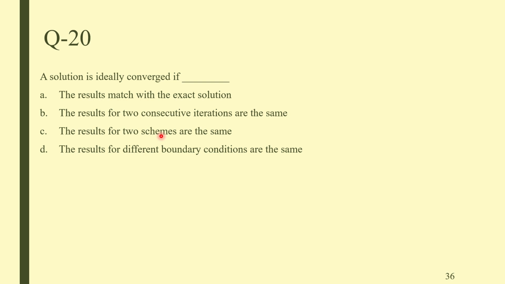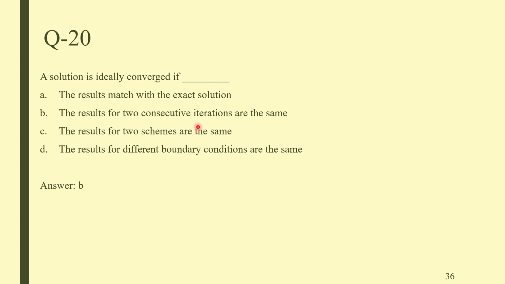So among the options, option B is the right answer, because in the first one it is mentioned that results will match with the exact solution. Here we are using a numerical solution, and getting an exact solution of the PDE is a difficult task. We do not call that convergence, but we call it converged when the solution is the same between two time steps or two consecutive iterations. If it is the same result, we call it a converged solution.